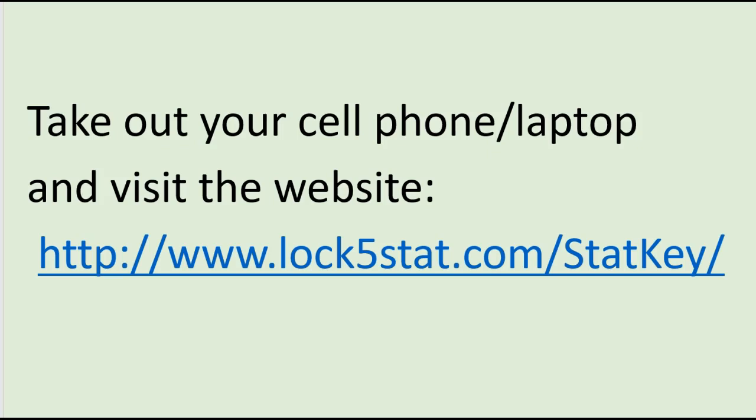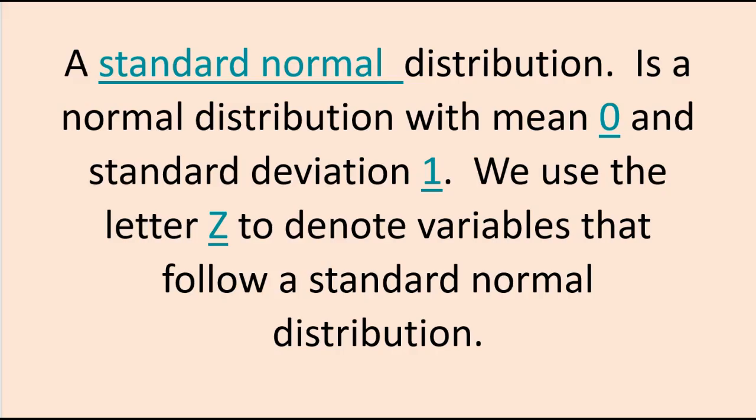All right, now that you have finished page 8 and you've looked at StatKey to look at different areas under the curve, what we're going to do is look at an alternative way to work each of those problems using what's known as a standard normal table. A standard normal distribution is a normal distribution with mean 0 and standard deviation 1. We use the letter Z to denote variables that follow a standard normal distribution.